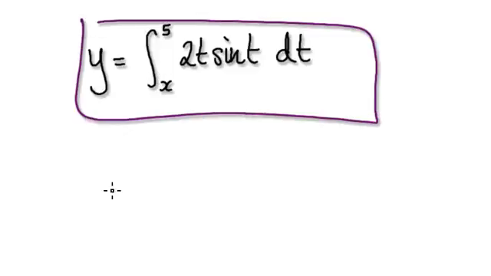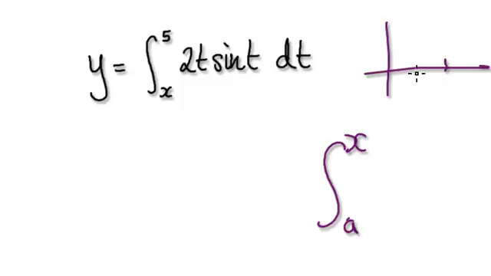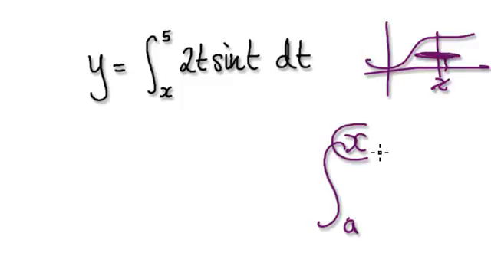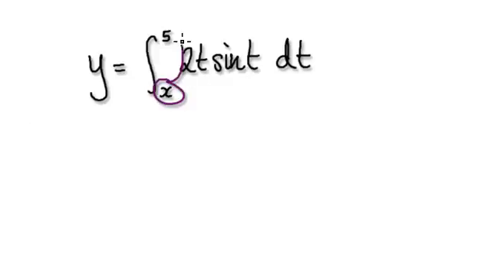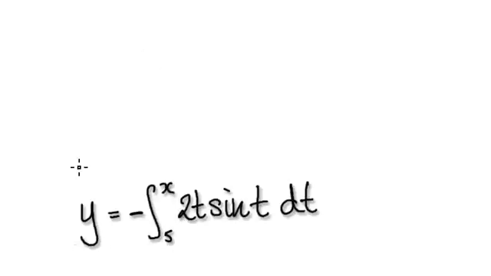To find dy by dx of this, just realize that our theorem only works from a number down here to x. It's the x that's moving about, and it should be on top, but here it's at the bottom. So to switch these two around, you need to stick a minus in front of it. The first thing to do is switch these two around and then put a minus in front, which takes you to this.